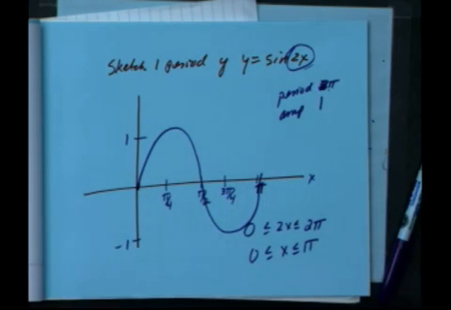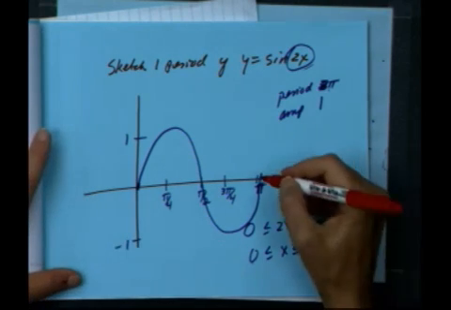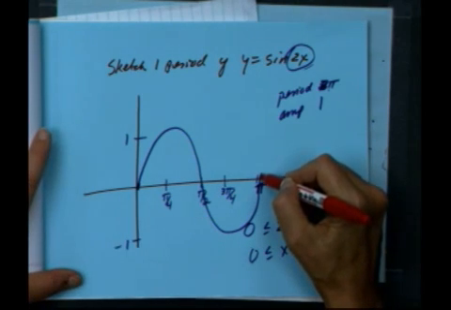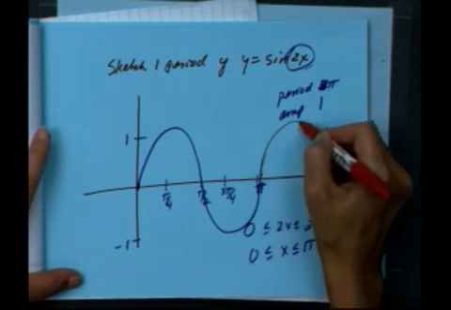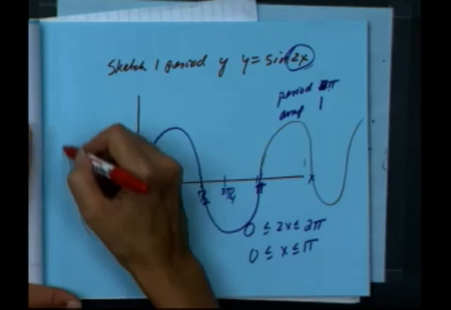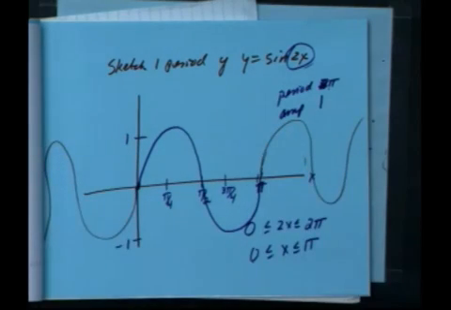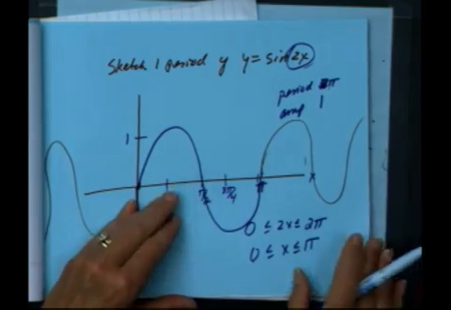And again, I need to say this because students seem to forget that this curve continues to go in both directions forever and ever, but we're just concentrating on one period. Everybody good? All right, let's do one more of these and then we'll work on cosine.